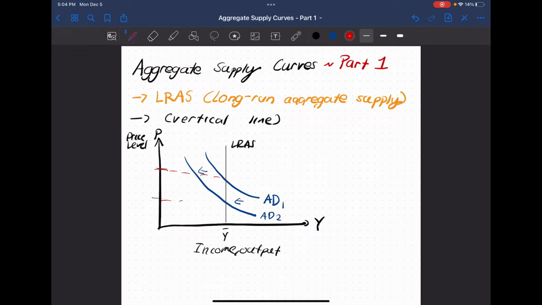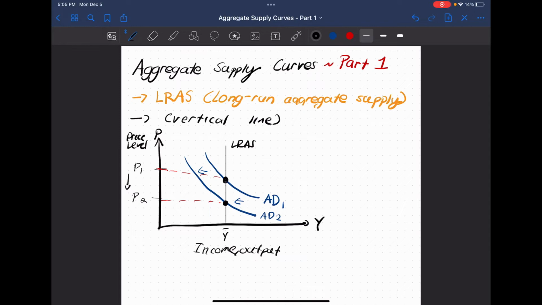In this case, price 1 goes down to price 2 when the AD1 shifts leftwards to AD2. But notice here that the long run output is constant. It's still here. It's still at Y bar, right? So in this case, we can see that even though there are demand shocks and it changes the price level, the long run output will not change. That is the main idea of the long run aggregate supply.